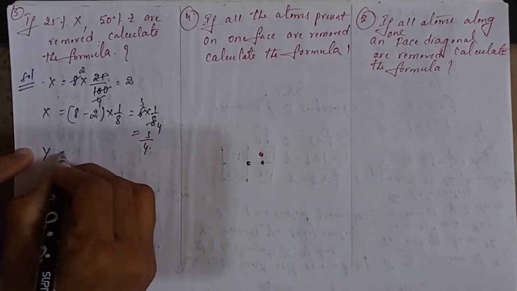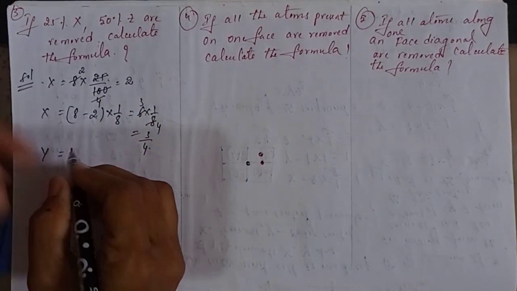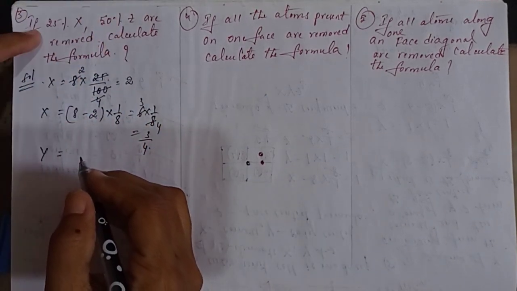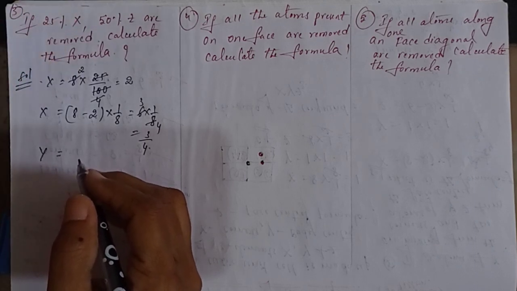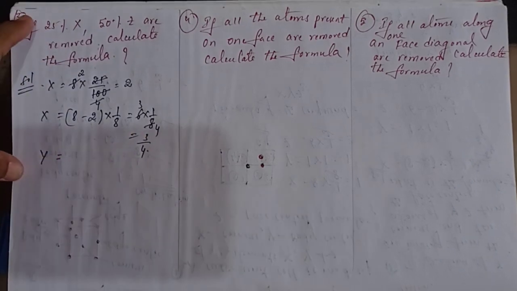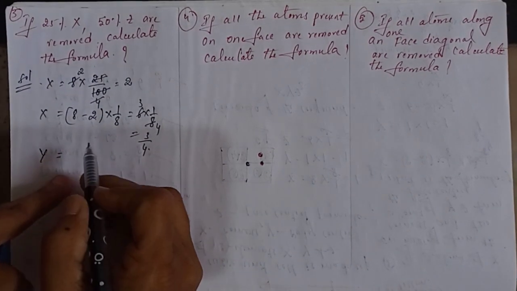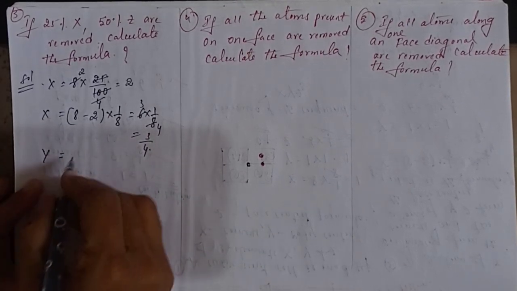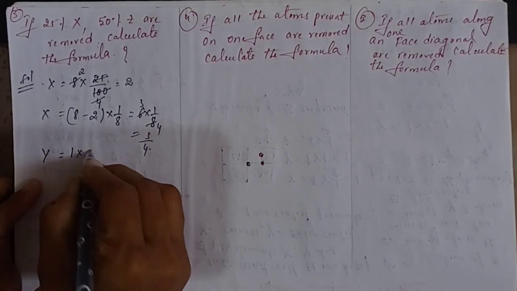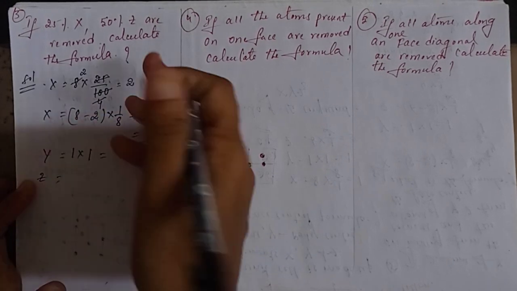Now coming to the Y. Y atoms, where are they, students? At the body center. So body center here, nothing is given in the question about the Y. It is not given, so exactly as it is you have to write for the Y. Understanding, students? Y atoms are present at the body center, correct? So one body center particle and its contribution is 1. So Y is equal to 1.